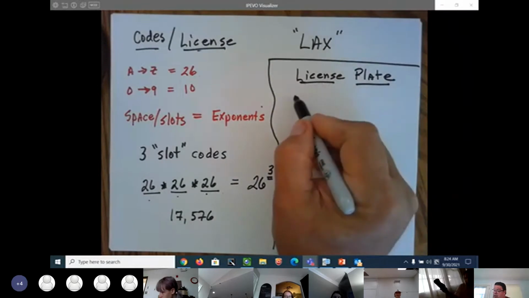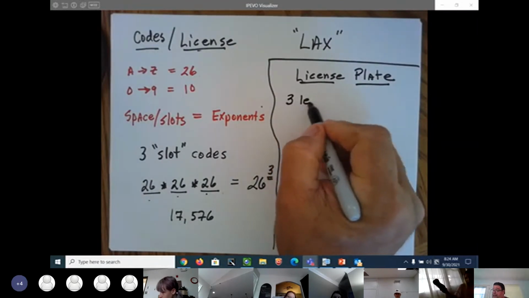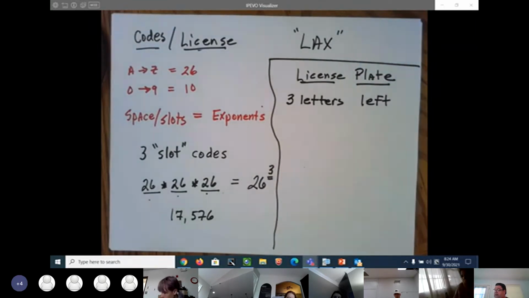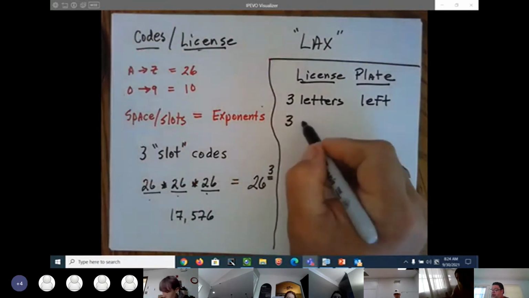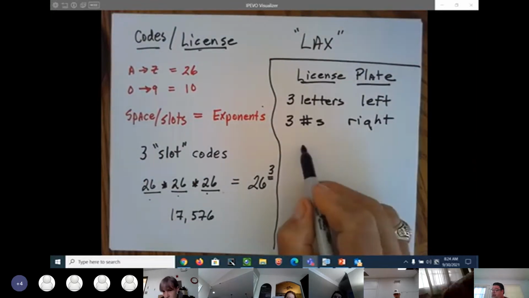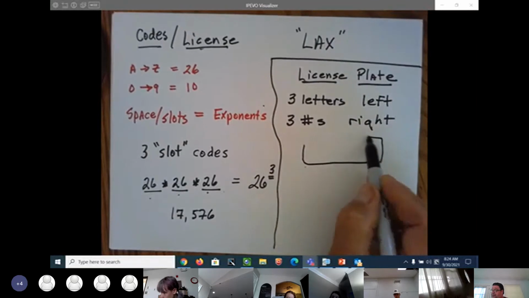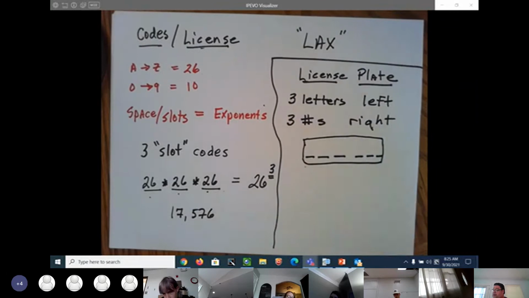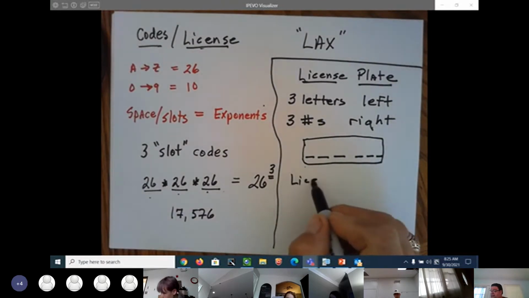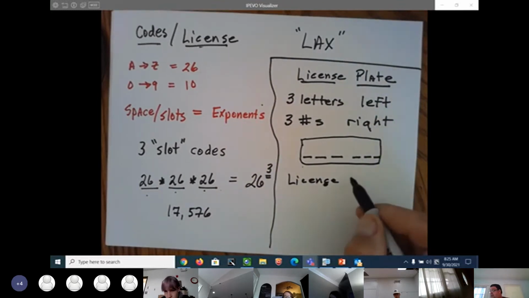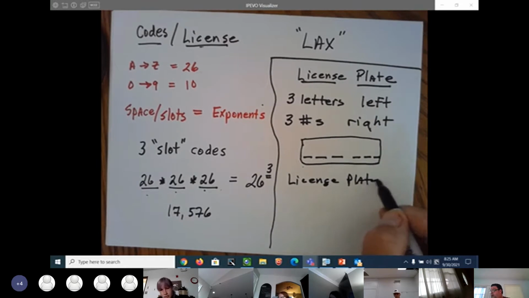Anyway, 3 letters on the left side of the license plate and 3 numbers on the right. So you got a license plate, looks like this. You got 3 letters here and 3 numbers there. How many different license plates can be made?